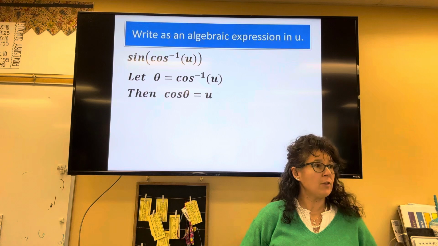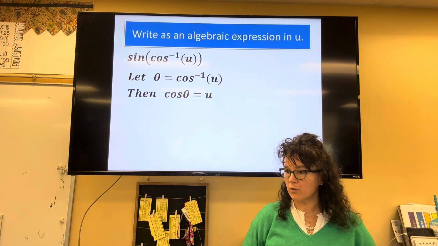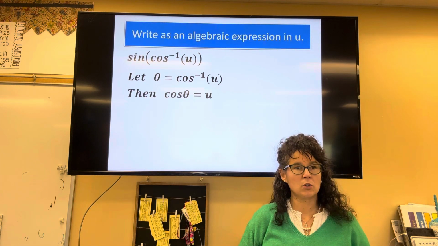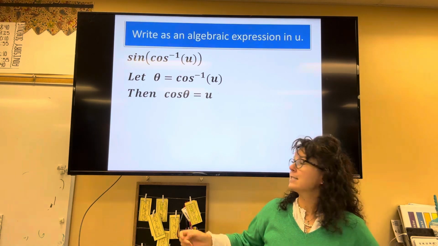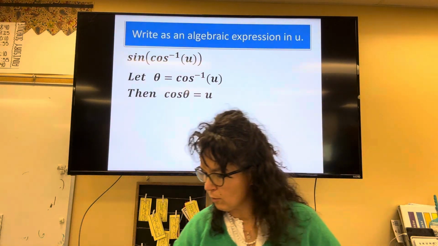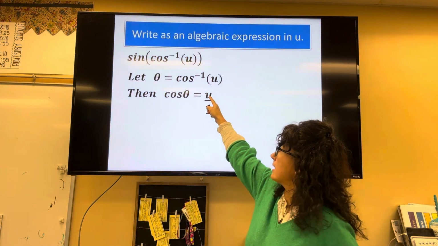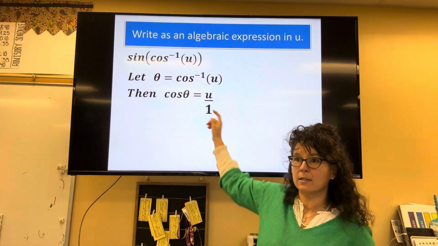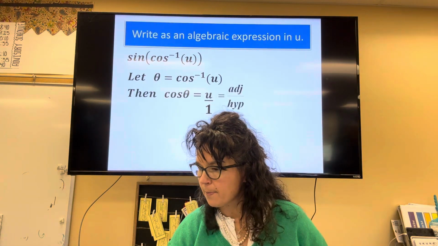Next, I'm gonna build that triangle in quadrant 1. And to build the triangle, I wanna emphasize for cosine, SOHCAHTOA, that it's adjacent over hypotenuse. I'm gonna put this u over 1 just to emphasize that this is the adjacent and that's my hypotenuse.